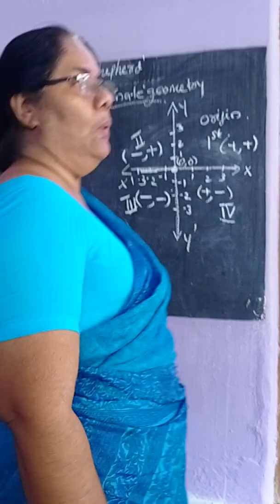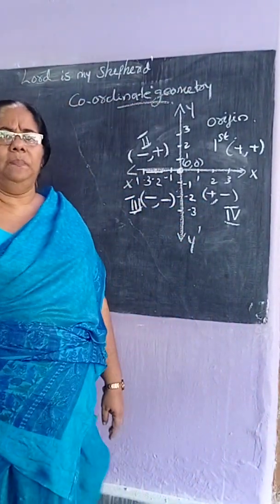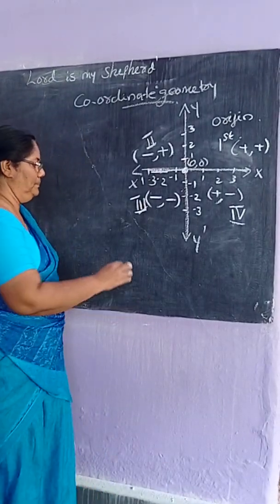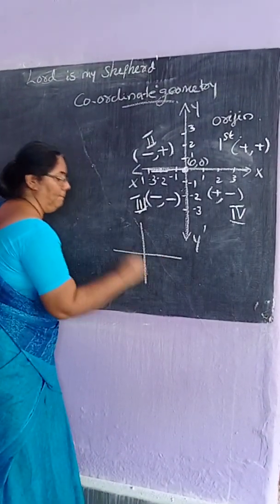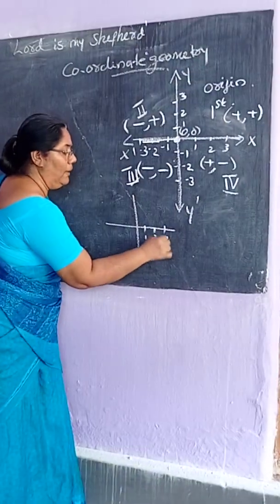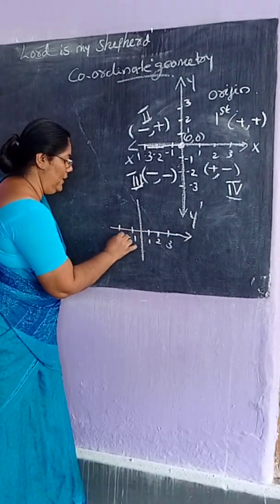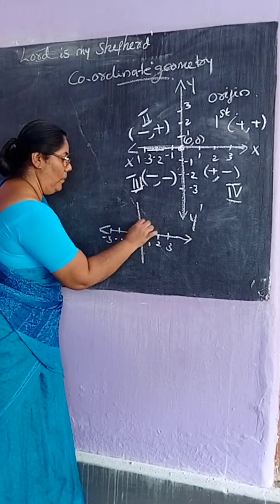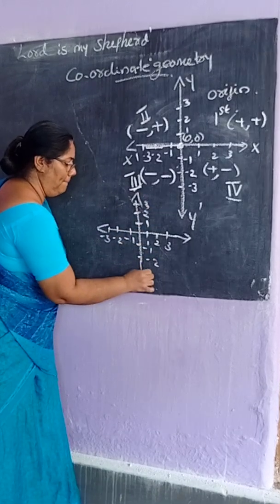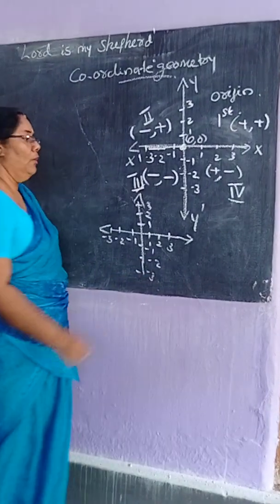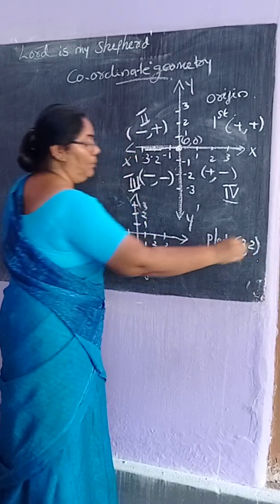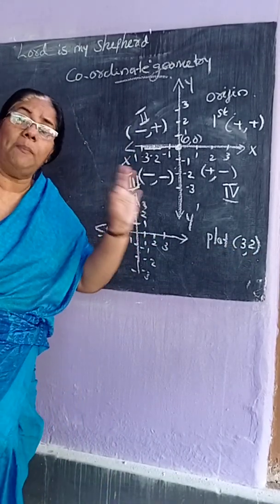Okay. Now, next one is how to plot points. Plotting the points. These are the x-axis and y-axis. You can mark 1, 2, 3, etc., minus 1, minus 2, minus 3, 1, 2, 3, etc. Suppose my question is, listen, plot 3, 2. That means mark the point 3, 2.